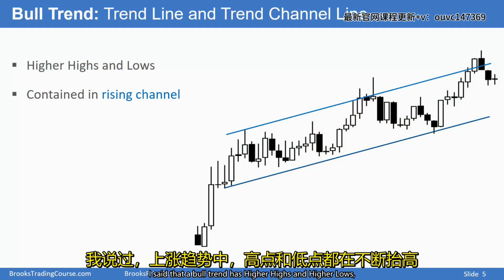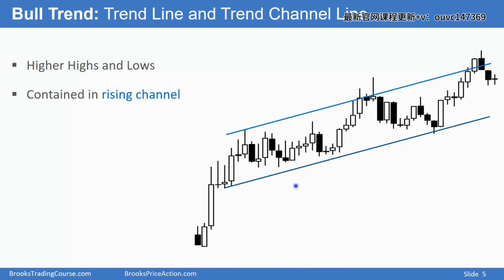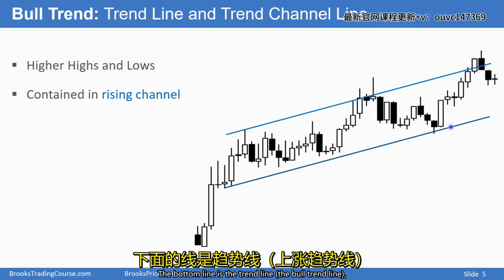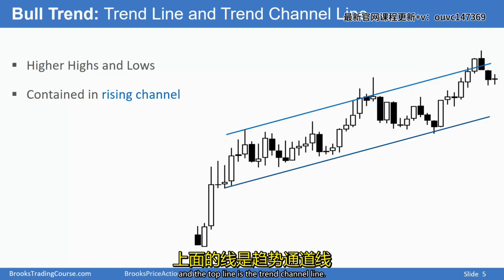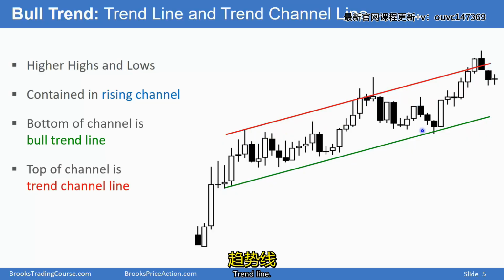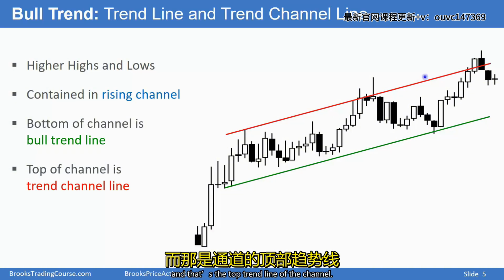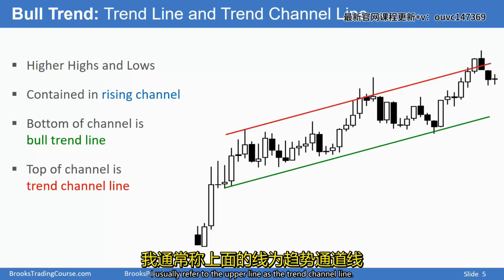I said that a bull trend has higher highs and higher lows, and it's contained within a rising channel. The bottom line is the trend line, the bull trend line, and the top line is the trend channel line. Some people refer to both as trend lines. So some people will say this is the bottom trend line, that's the top trend line of the channel. I usually refer to the upper line as the trend channel line.